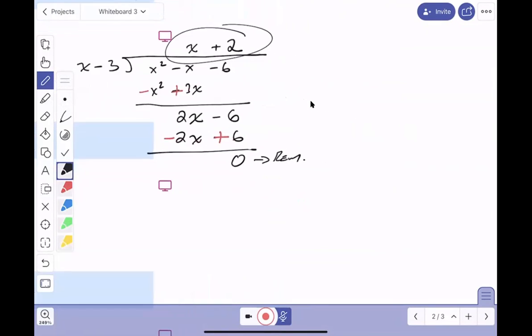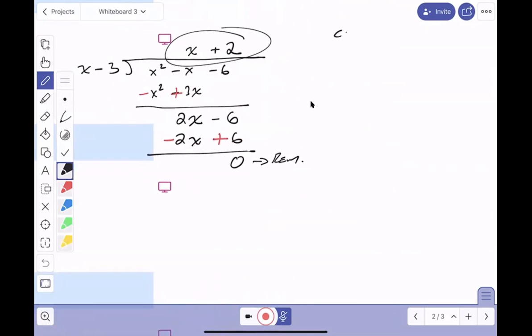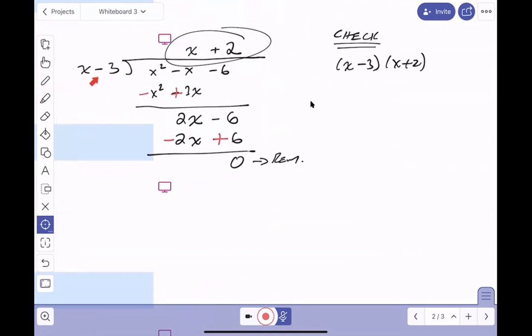Can I check it? Yes. I want to point out what the check would look like. This is also something you did in grade school. You checked your long division by multiplying. Repeat what you did in grade school. You took this, there was a number in grade school, times this. And after you do that, it should give you this back. Let's write that down. This should give me back x squared minus x minus 6.